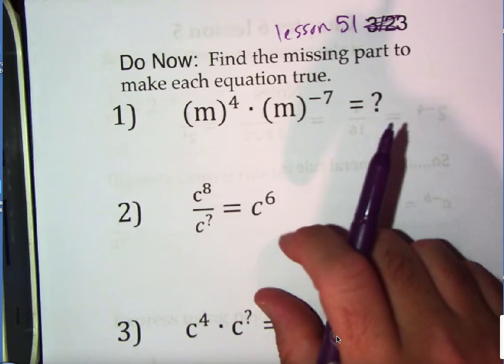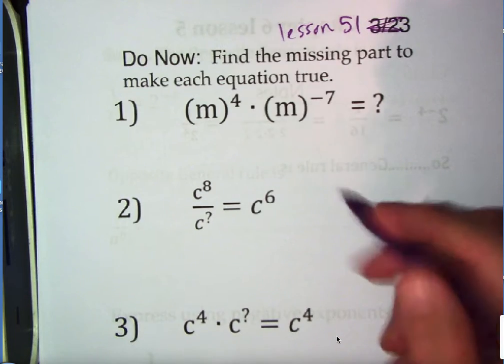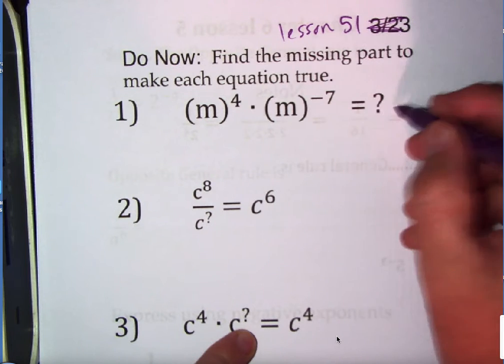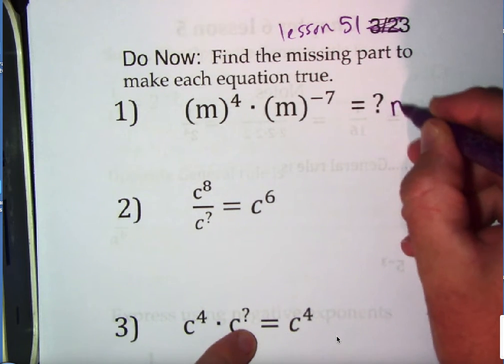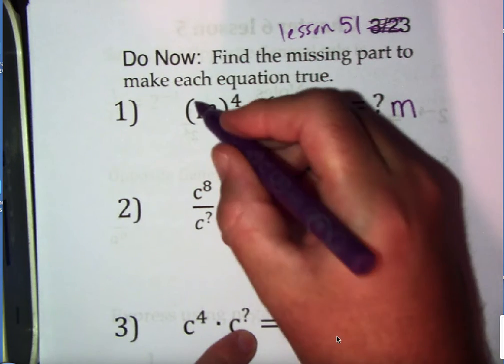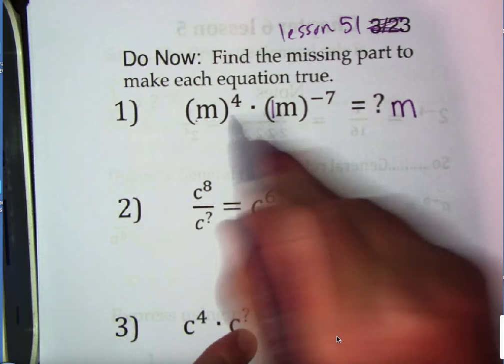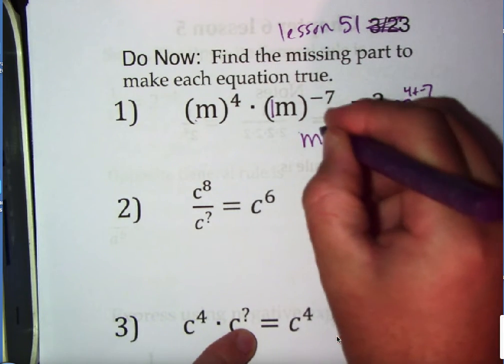So we're using what we understand of exponents, and I always ask students to come up. So we get m to the fourth times m to the negative seventh. What is that equal to? Well, the rule is if we're multiplying by the same base, we multiply any coefficients. 1 times 1 is 1, and then add exponents. So 4 plus negative 7, we get m to the negative third.